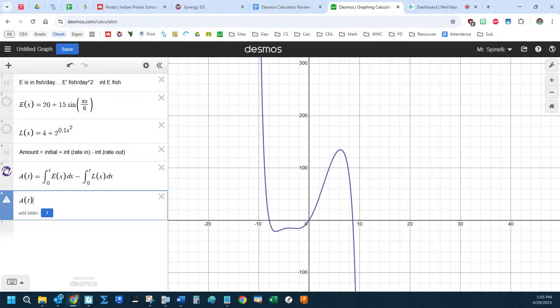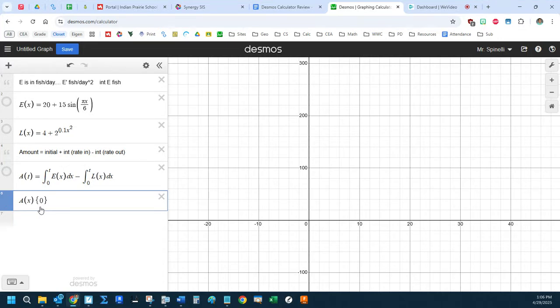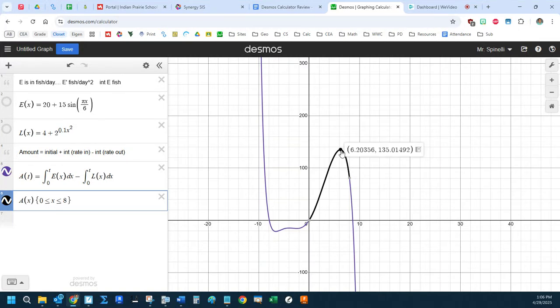If I wanted to, I could graph this just from 0 to 8. To do that, I would define the function here. I would write a of x, and then I would use the curly braces, so holding shift, and these are the buttons right above the quotations and the enter button. And I could say 0 less than or equal to x less than or equal to 8. And now I'm graphing it just on the interval that it cares about. But again, you could graph the whole thing. Doesn't really matter. I'm looking for a maximum. So I can see that it happens right there. So boom, I'm technically done.